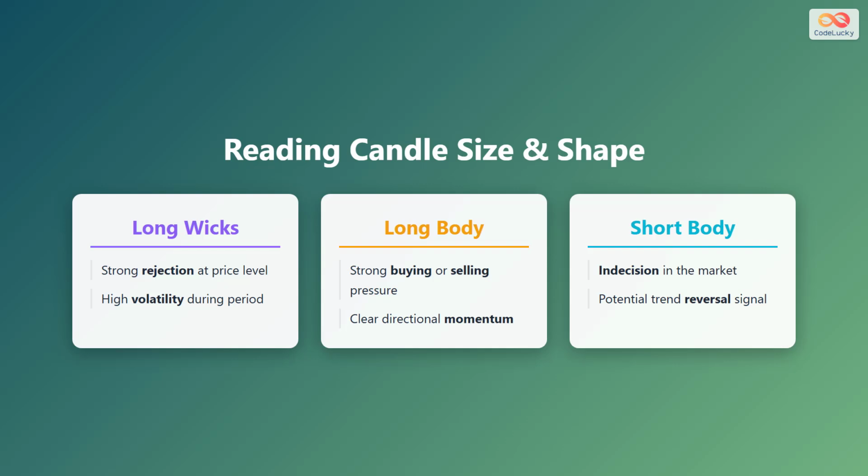The size and shape of candlesticks reveal important information about market sentiment. Long wicks indicate strong rejection at certain price levels and high volatility during the period. A long body shows strong buying or selling pressure with clear directional momentum. In contrast, a short body suggests indecision in the market and can signal a potential trend reversal. By analyzing these characteristics, traders can gauge the strength of price movements.